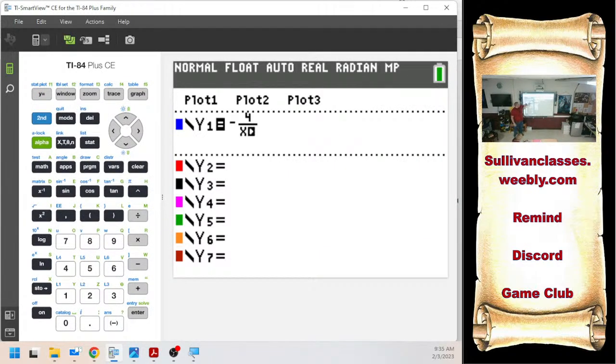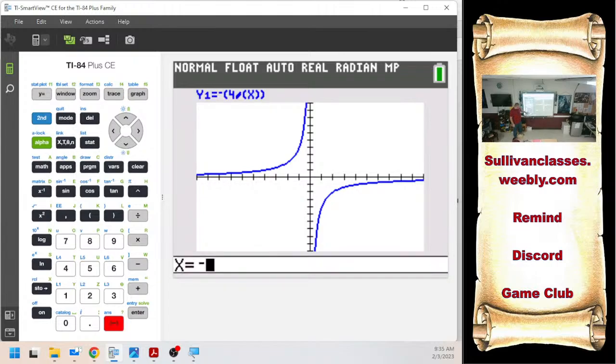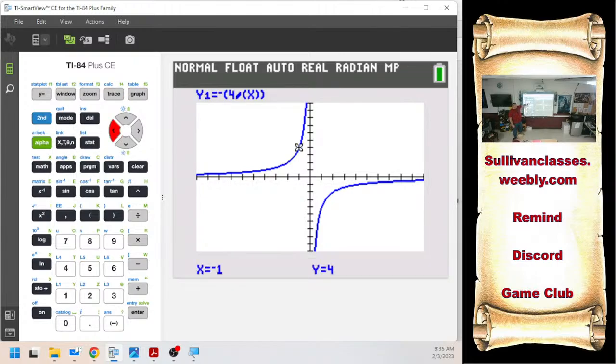I graph it, making sure that I have the same graph. Okay, so it is the same graph, we're good. They're asking, as I get really, really close to -1, what is it doing? Now you could trace and then just look on either side of -1 and check out your y values and hope it's the same.